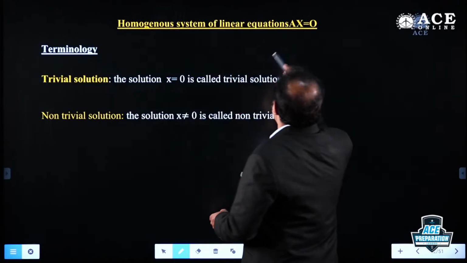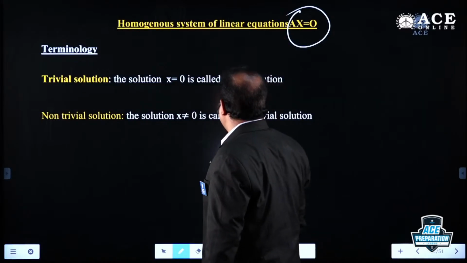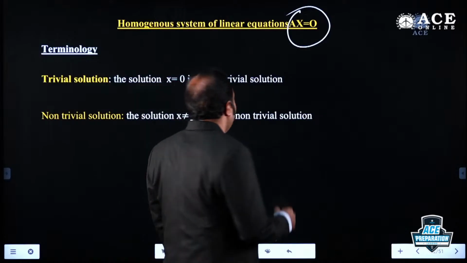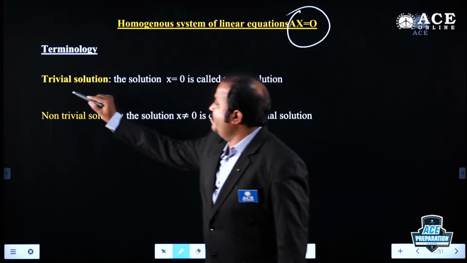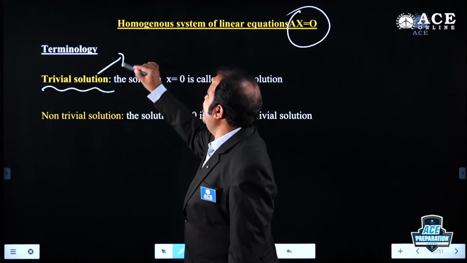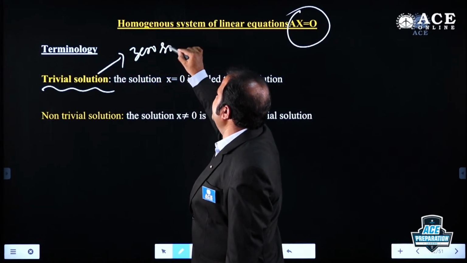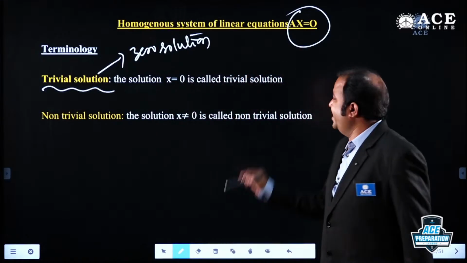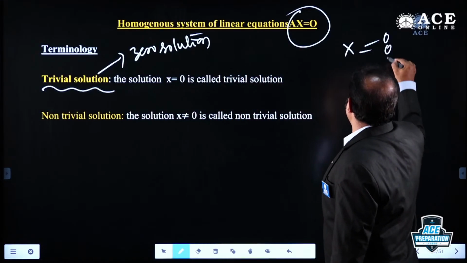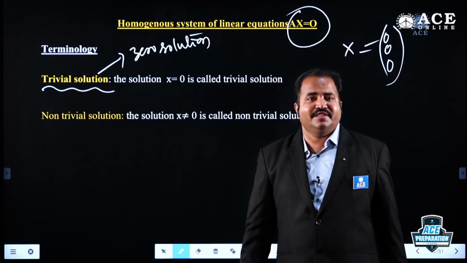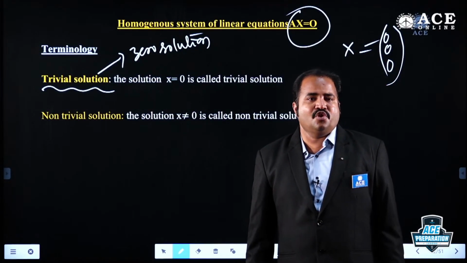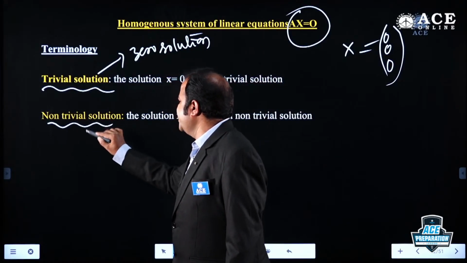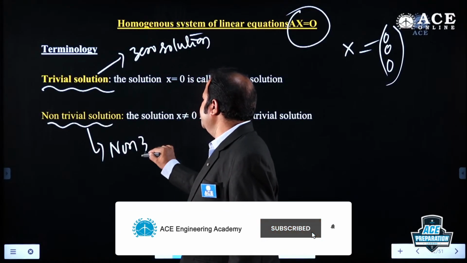A homogeneous system means Ax equal to O, where all the right-hand side values are zeros. Such a system is called a homogeneous system. Here we use the following terminology: trivial solution, or zero solution. What is the trivial solution? X equal to O, like 0, 0, 0 in 3 dimensions. This is called the null vector, the trivial solution. A non-trivial solution means a non-zero solution.